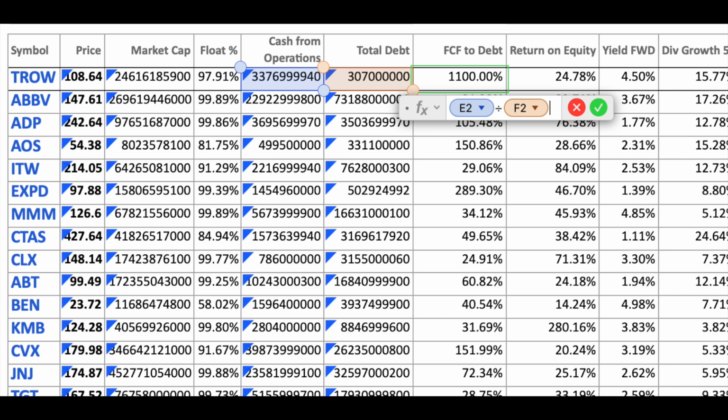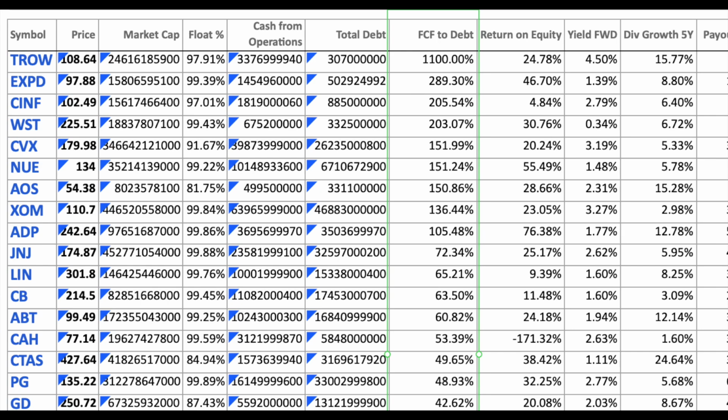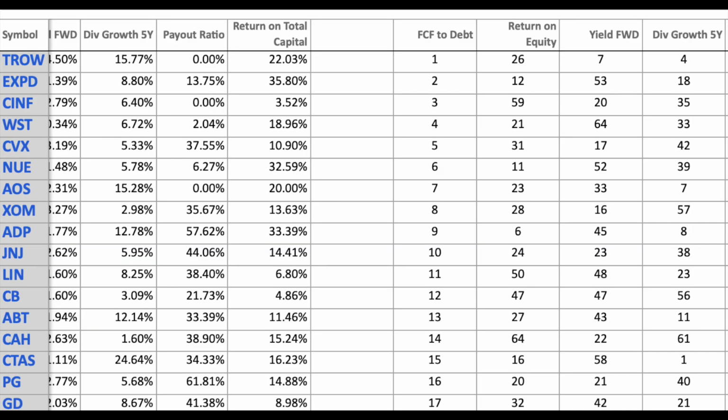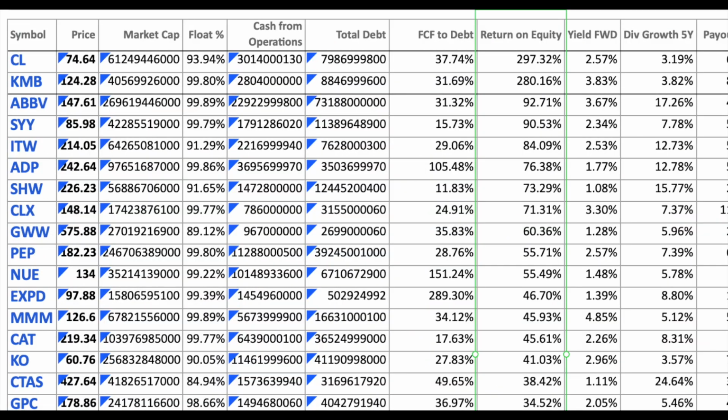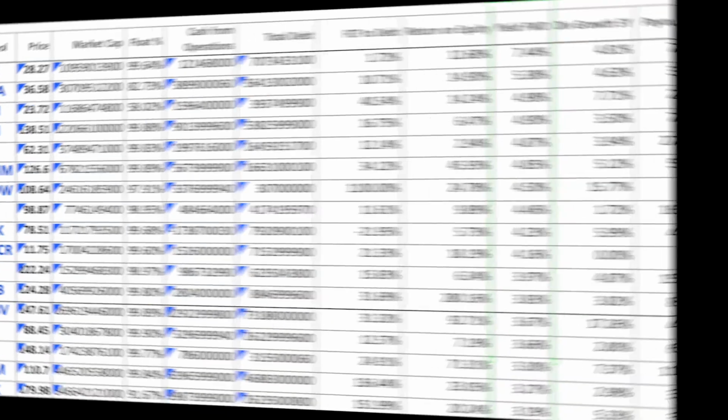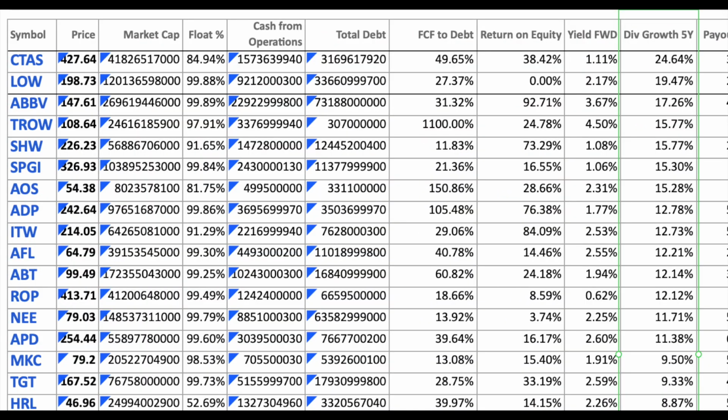Okay, so now that I have the 4 criteria I need to select my Dividend Aristocrats, it's time to start ranking. To do this, I first sorted the file by the free cash flow to total debt ratio in descending order. Next, I assigned a rank from 1 to 64 to each of the aristocrats. If any 2 aristocrats had the same ratio, they were assigned the same rank. I then repeated this process for the return on equity, the forward dividend yield, and the 5-year dividend growth rate.